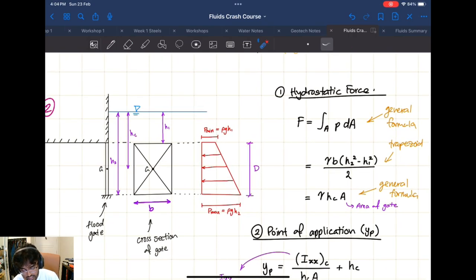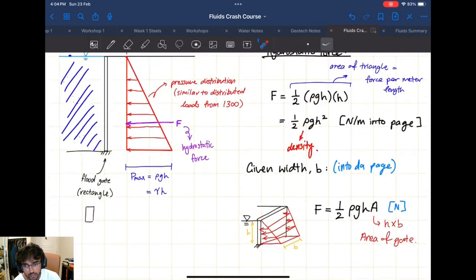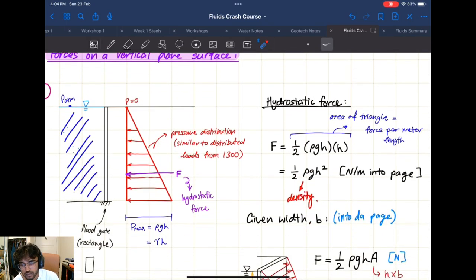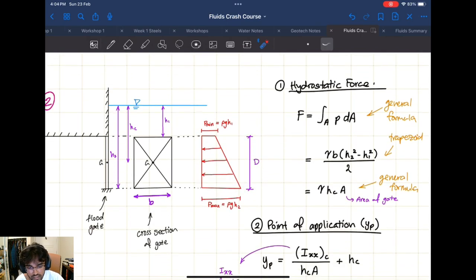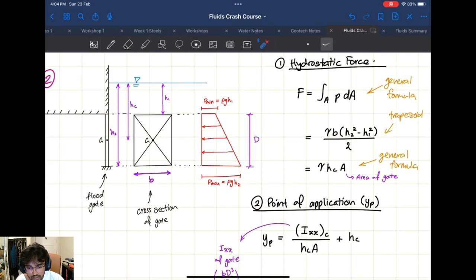So there's 2 things we actually have to calculate for something like this: the hydrostatic force and the point of application. The point of application for this case is really, really simple because this is a triangle. So we know that will be 2/3 from the lower end, or the smaller end, or 1/3 from the bigger end, right? However, for something like this, it's a bit harder to tell, right?